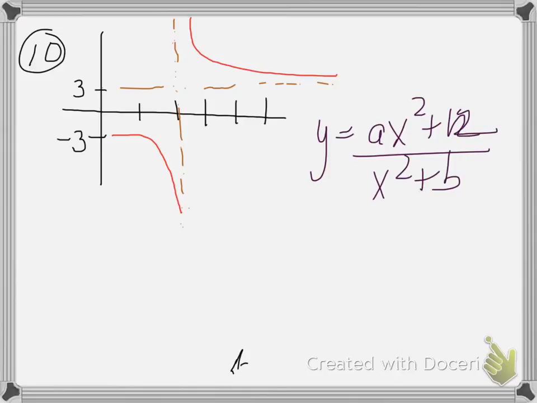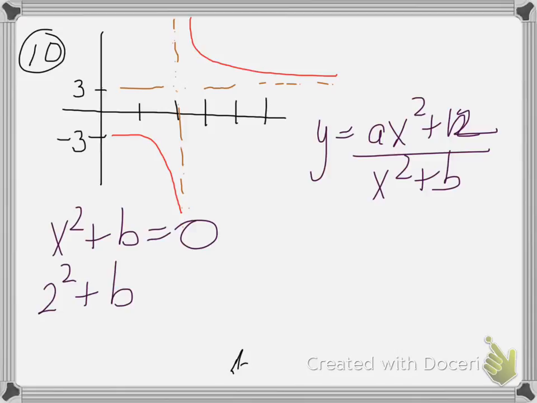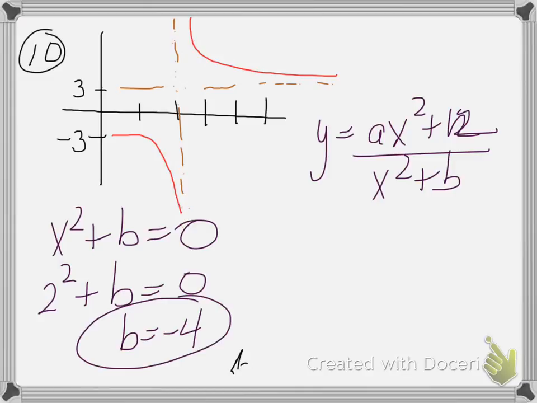Okay, so I would say start at the vertical asymptote. So you know that a vertical asymptote occurs when the denominator equals 0. So when does x squared plus b equal 0? Well, if you look at the picture, you can see the vertical asymptote is at x equals 2. So I can put 2 in for x, and I get b equals negative 4. So we're supposed to be solving for a and b. So I know now that b is negative 4.